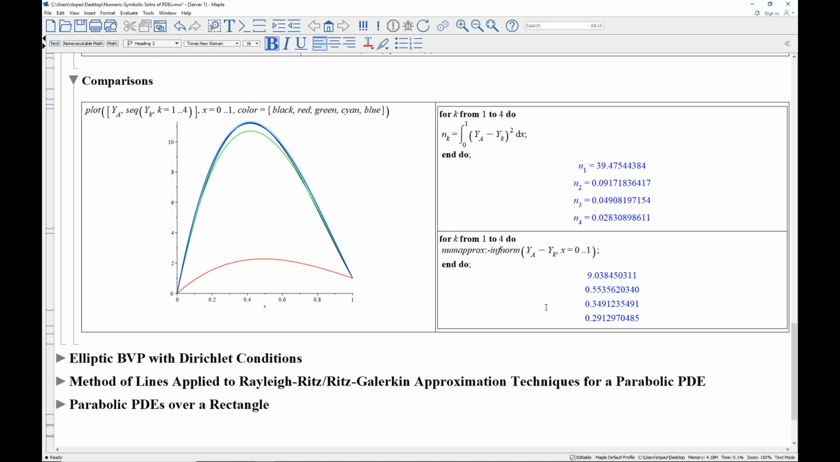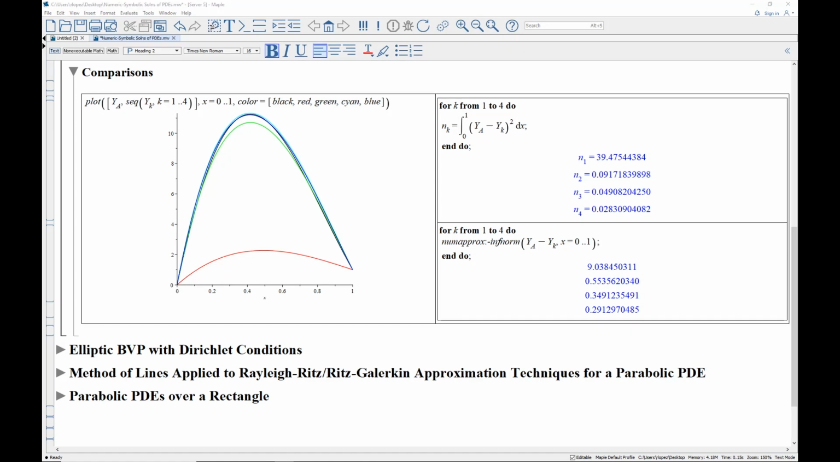Now, collocation is very sensitive to which points you pick. I picked points that gave me a very good approximation. If you don't know which are the best points to pick, the approximation doesn't turn out to be so good.